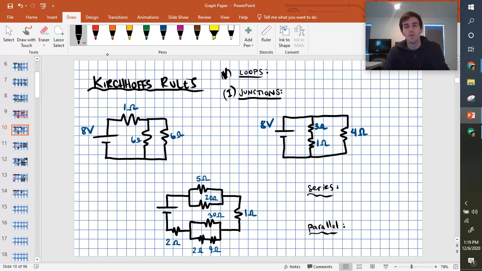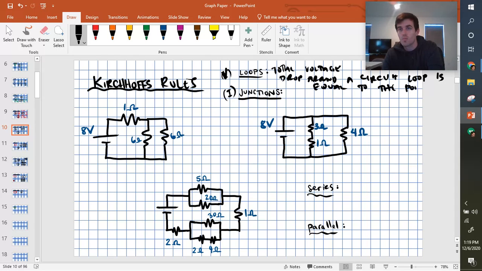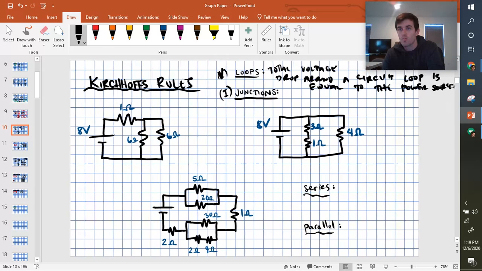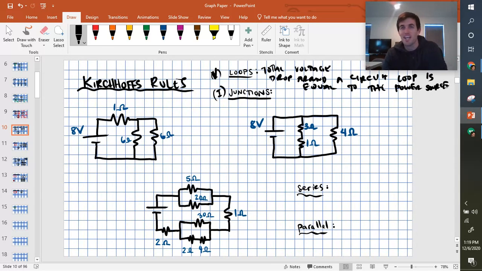So Kirchhoff's loop rule basically says that the total voltage drop around a circuit loop is equal to the voltage of the power source. Let's start with the loop rule.